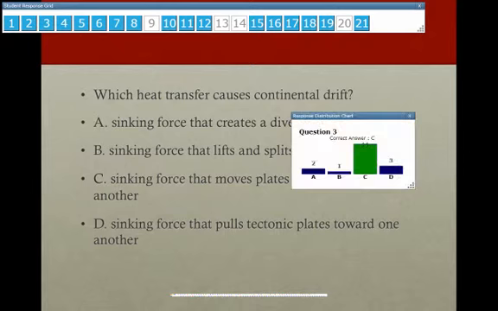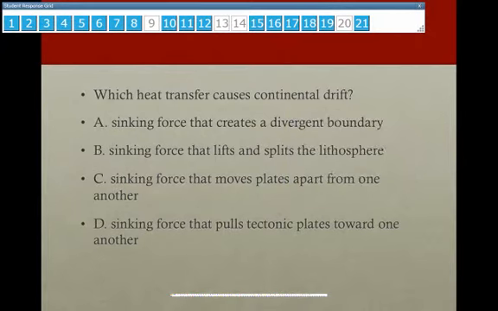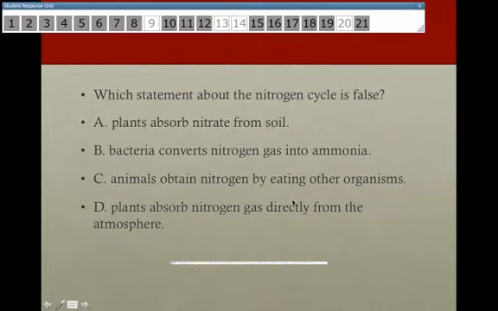Why did we skip like 3 questions? We did? Don't you go left to right? I don't know. Which statement about the nitrogen cycle is false?